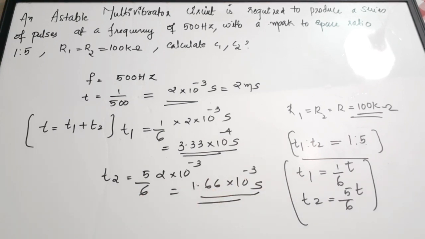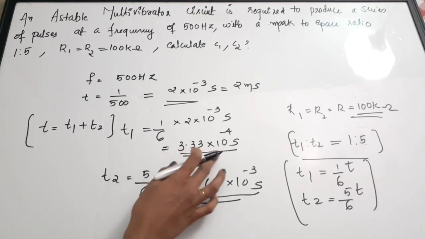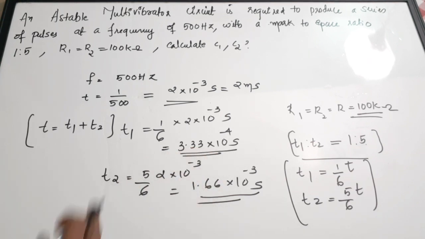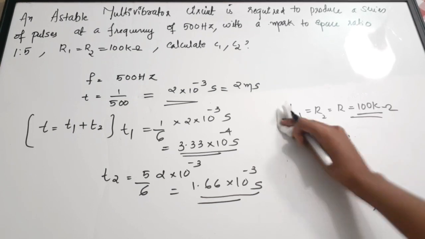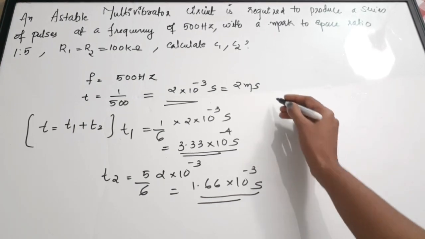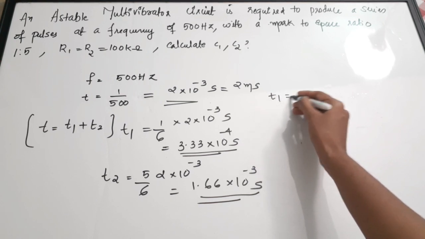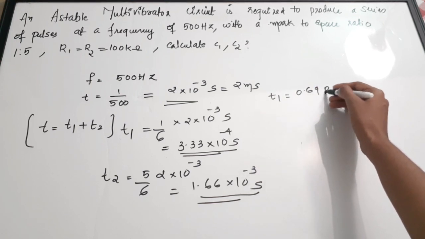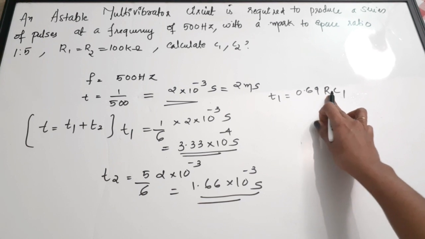Now is it difficult to find C1 and C2? No, we can directly use the earlier written equation. From that we can find C1 and C2. Just remember that T1 is this and T2 is this. I'll write the equations here. First I need to find C1, so I'm going to write the equation T1 equal to 0.69 R C1. R1 and R2 we have taken as R.